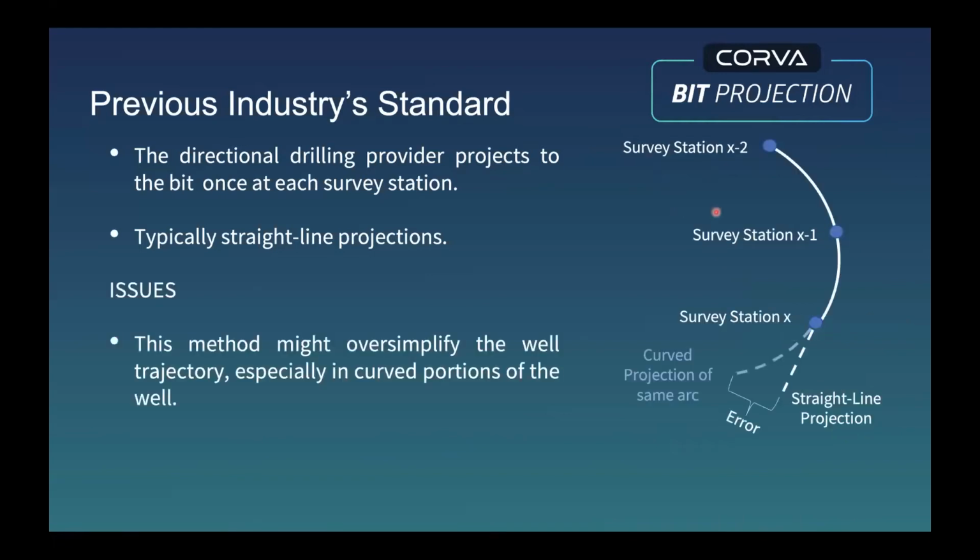The problem with doing only straight line projections, well, the first issue is you usually only get one projection at each survey station. So you project ahead to the bit here.